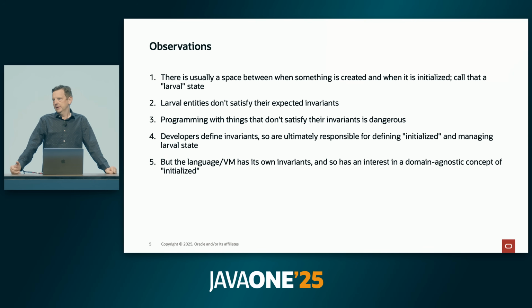Ultimately, what are these invariants? Developers decide what they are. If I have an object, the object has certain meaning and requirements. Those things are maybe written up in the Javadoc, maybe they're just in my head, but they are properties of the program that the developer has created.